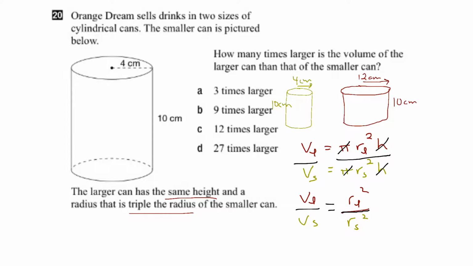Well, we know the radius of the larger can is 12, so we can replace this here with 12 squared. And we know the radius of the smaller can is 4, so we can replace that with 4 squared. And what 12 squared means is 12 times 12. And what 4 squared means is 4 times 4.